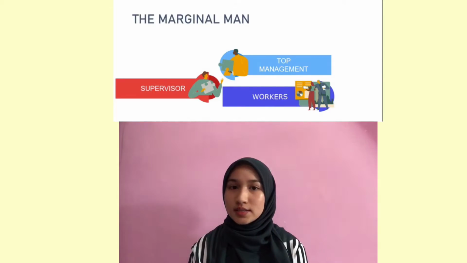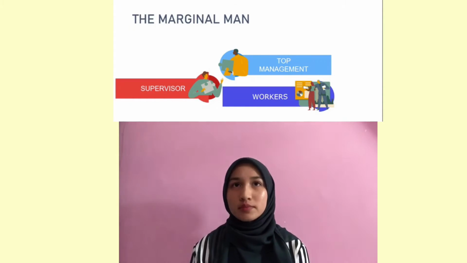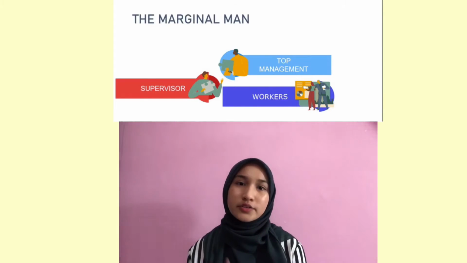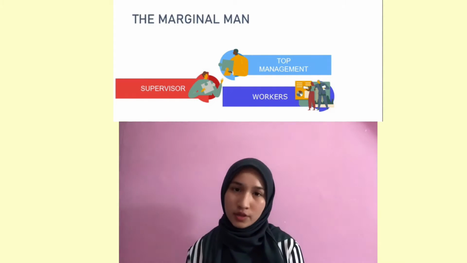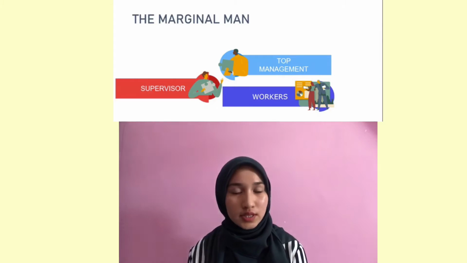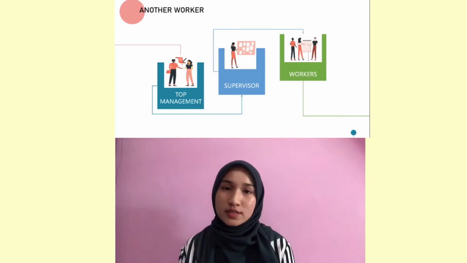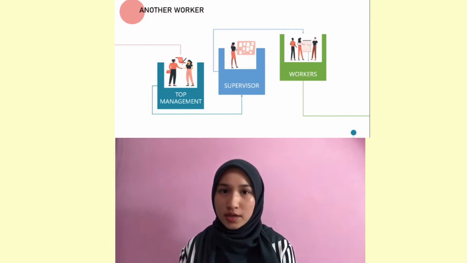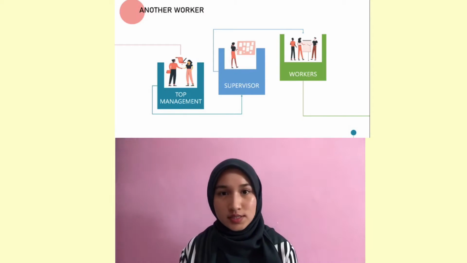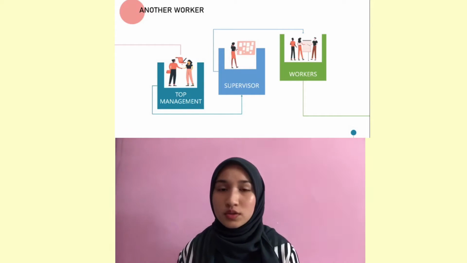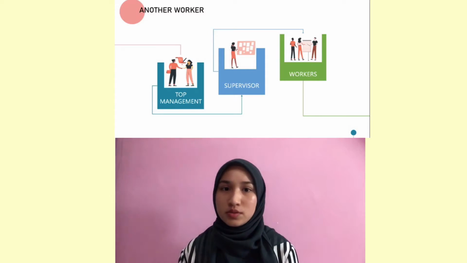The third one is the marginal man. Marginal means not included. As you can see, supervisors are very lonely because no one supports them except their peers. As you can see in the slide, this is how supervisors are viewed as the marginal man. They are ignored, including by the workers, and they are also not included in the management.